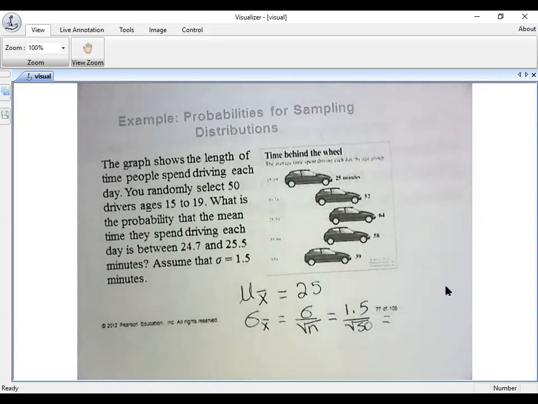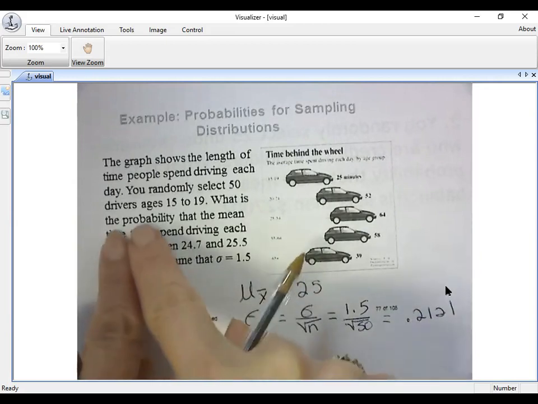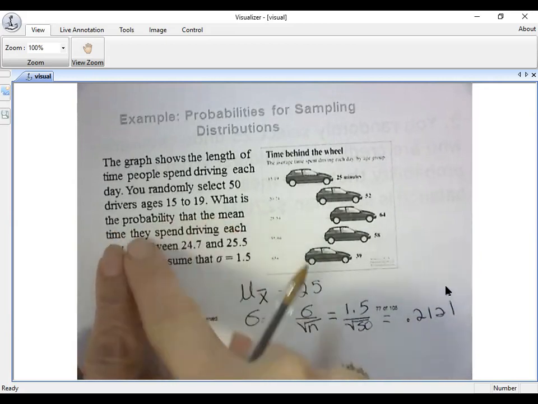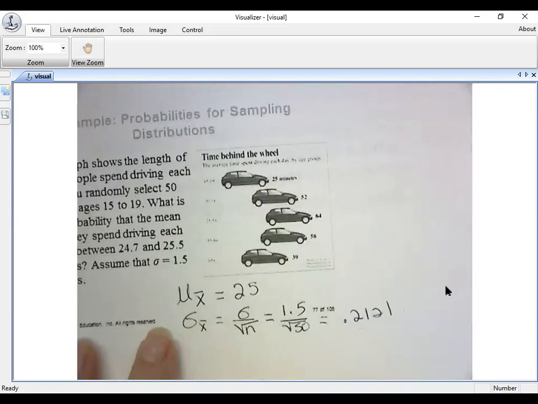Okay, I've got a vote for 0.2121. Y'all agree? Sounds good to me. Okay. So, have I answered my question yet? Nope, because what's it asking me to find? The probability that the mean time spent driving in this sample would be between 24.7 and 25.5.